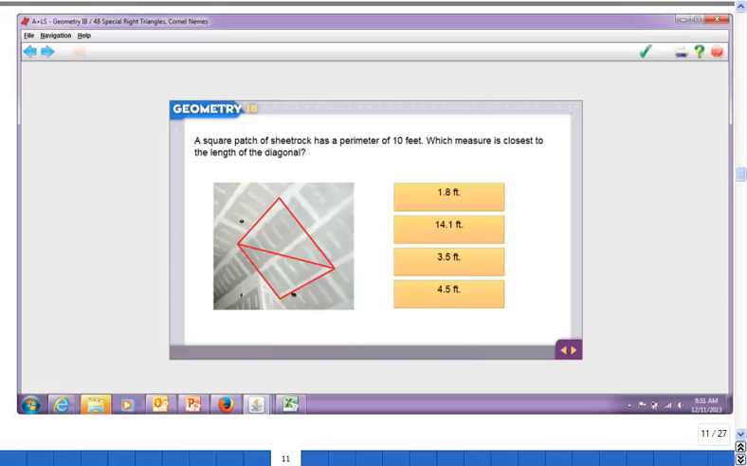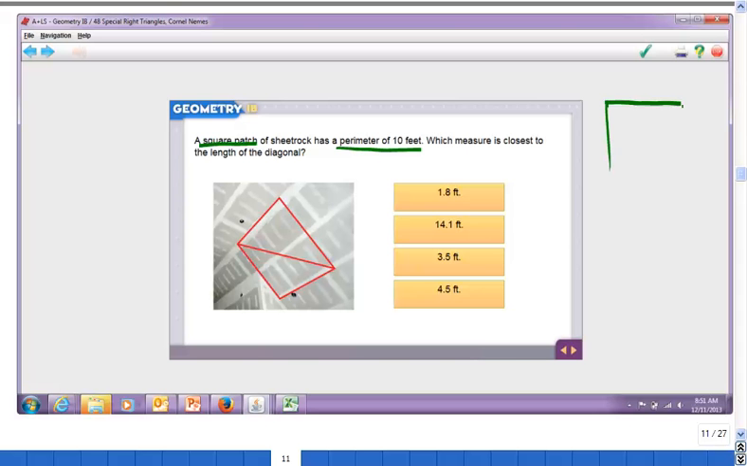Geometry for proficiency. A square patch of sheetrock has a perimeter of 10 feet. Which measure is closest to the length of the diagonal? Okay. Perimeter. Perimeter of what? Of a square, right? With a perimeter of 10. Talking about a square.